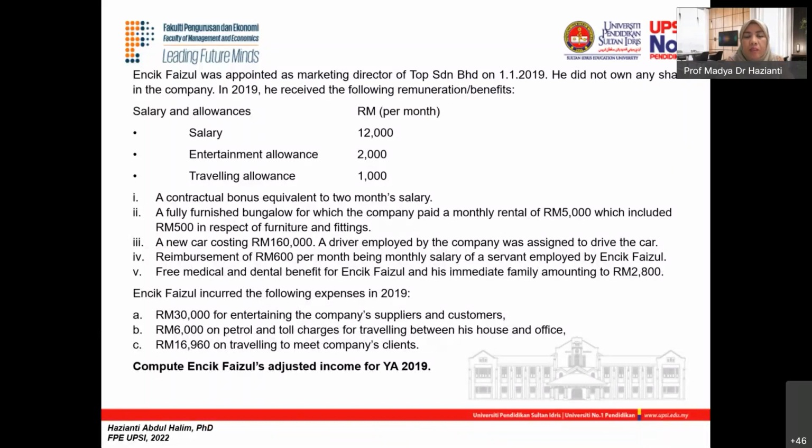Alright, soalan ni saya bagi hari tu, kita belum buat kan? You all ada try buat soalan ni kan? But before that, let's go through, try buat tak soalan ni? Ke tak buat?